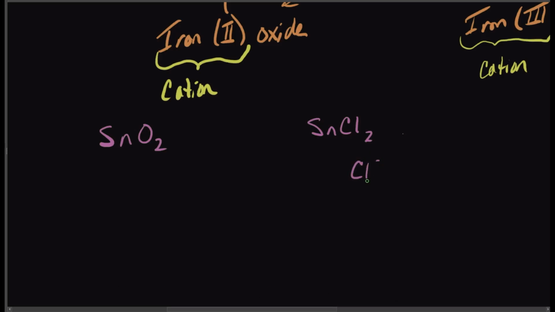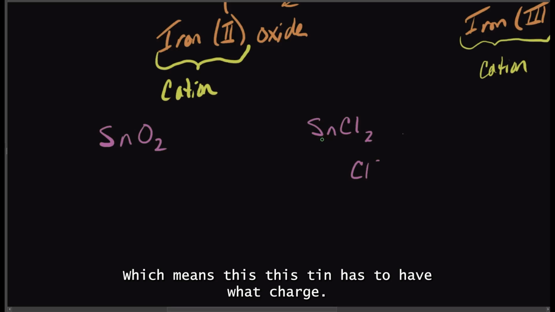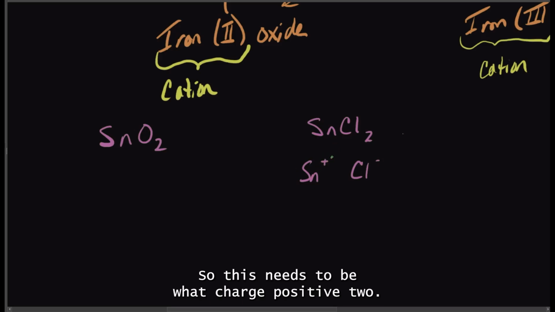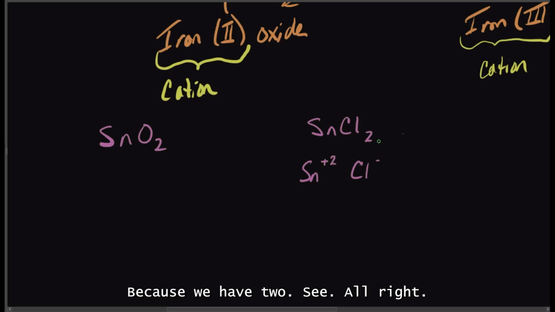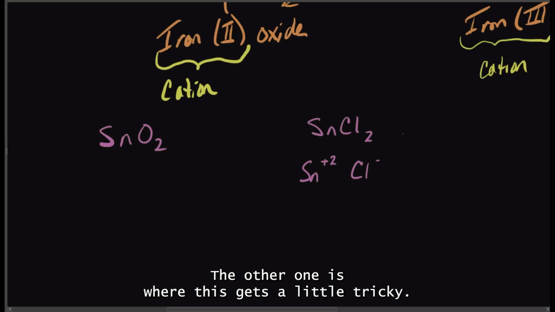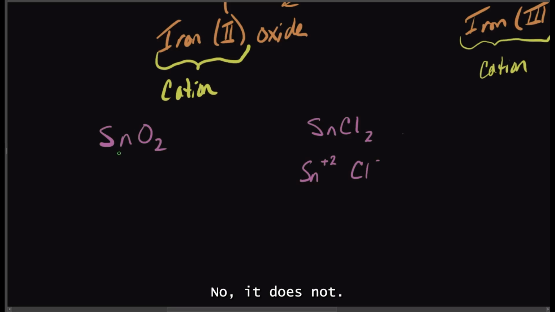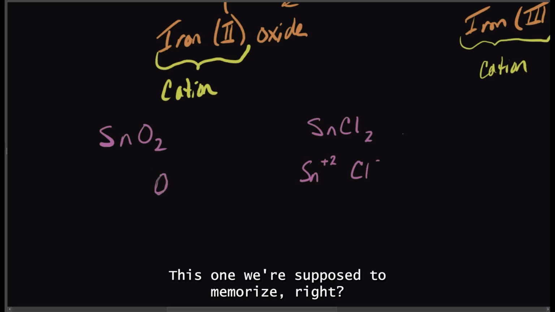There's two of them, which means this tin has to have what charge? There's two negative ones and only one tin, so this needs to be positive 2, because we have two Cls, right? Two negatives, two positives. Okay. The other one is where this gets a little tricky. There's two oxygens here. Does that mean we have a +2 charge on the tin? No, it does not. What is the charge on one oxygen? Right, this is one we're supposed to memorize, right?